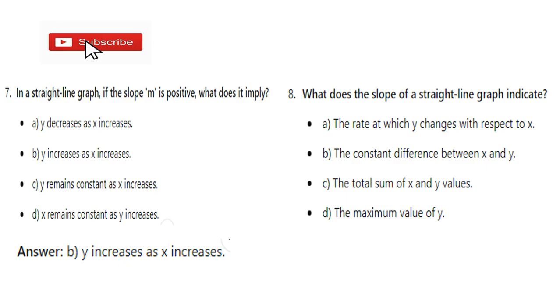Okay, look at this other one here. This one says, what does the slope of a straight line graph indicate? Before I continue, most of the times they may use the word gradient. In case you see gradient, it's not different from what we mean by slope. So what does the slope of a straight line graph indicate? A, the rate at which y changes with respect to x. B, the constant difference between x and y. C, the total sum of x and y values. D, the maximum value of y.